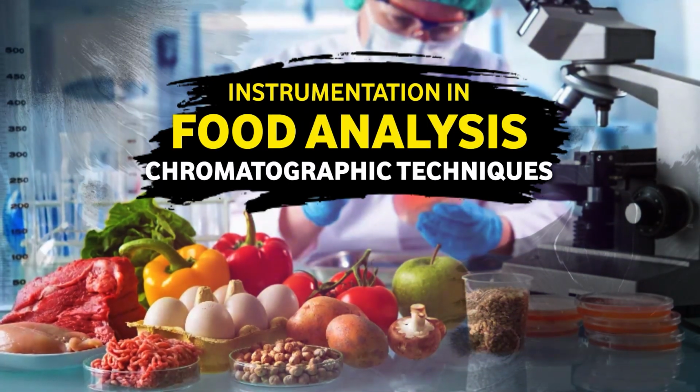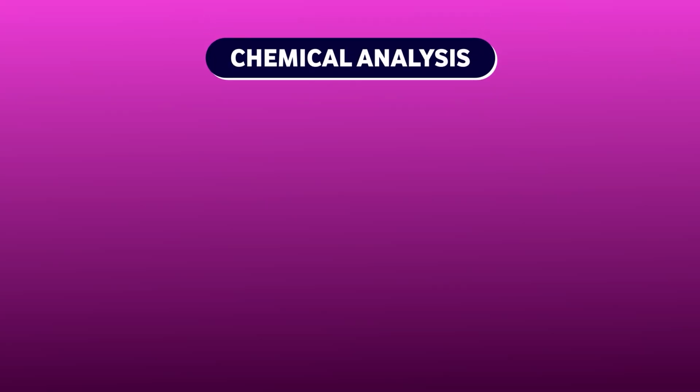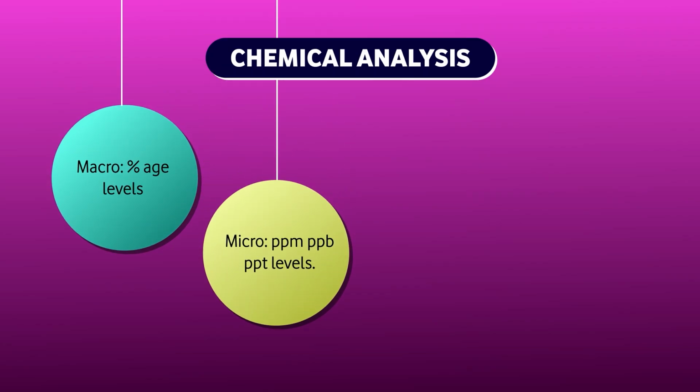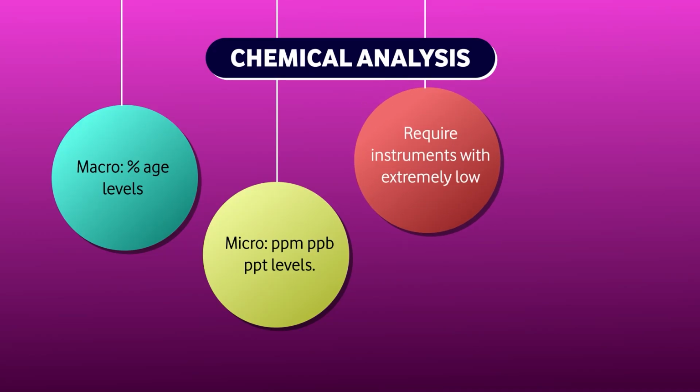We'll discuss instrumentation in food analysis. We have already seen that in macro analysis, we do it at percentage level. But for micro analysis, there are constituents, components, which we do at ppm, ppb or ppt levels. So for such low levels, low detection limit, low quantification limit, organics as well as inorganics, compounds like residues, contaminants, adulterants, nutrients, mycotoxins, we need to do it by instrumentation.